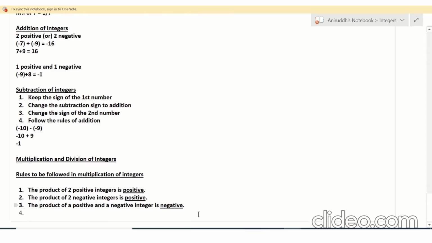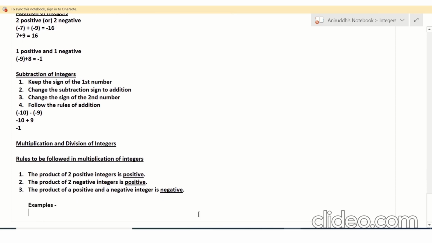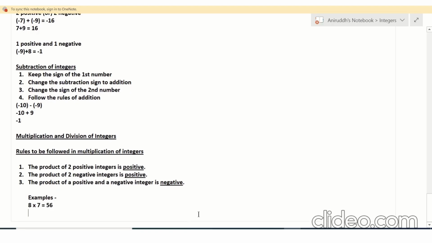So we'll take some examples. 8 into 7, two positive integers, and you get a positive result as the product. Now we'll take two negative integers, -5 and -9. You get 45, which is again a positive integer. So two negative integers gives you a positive result.